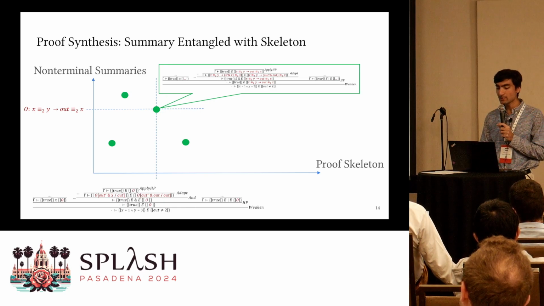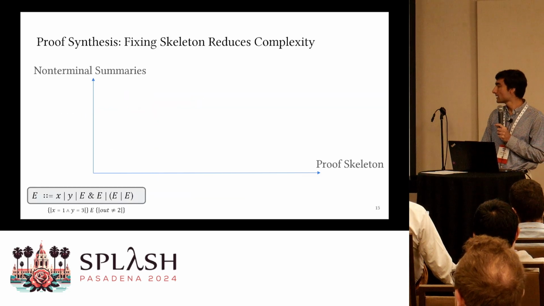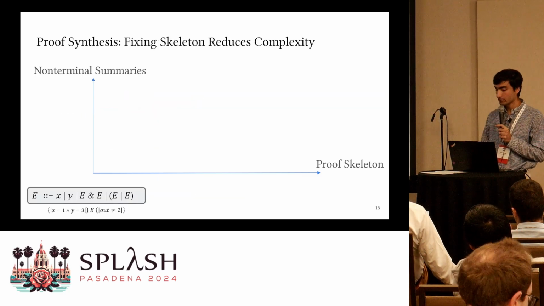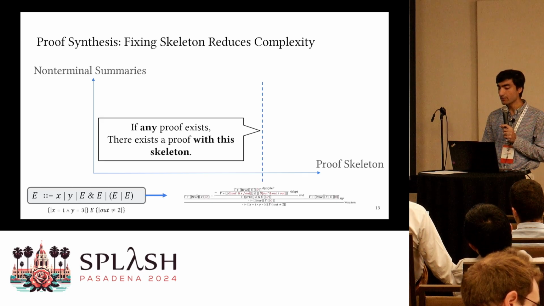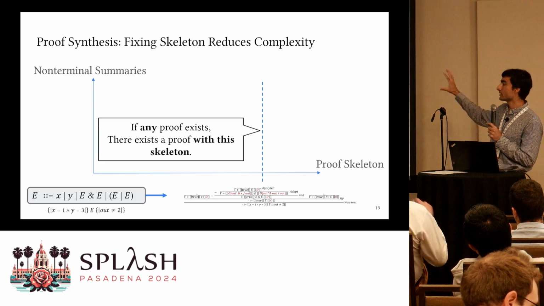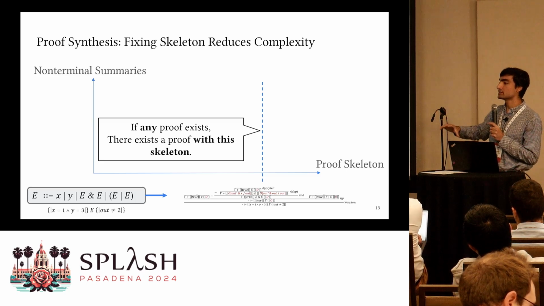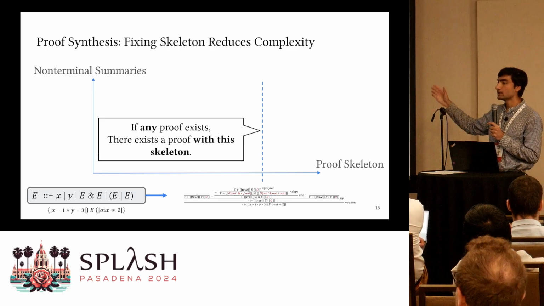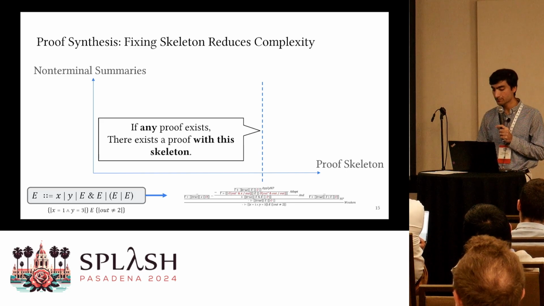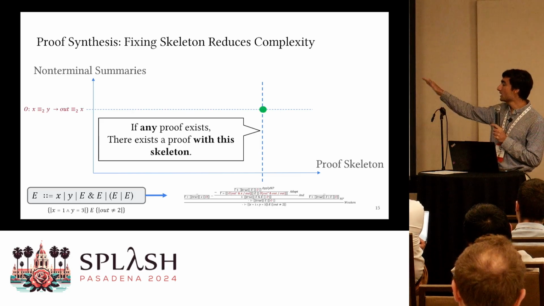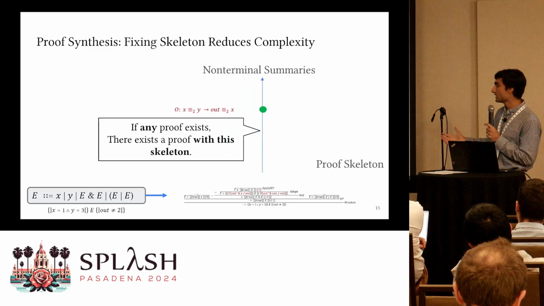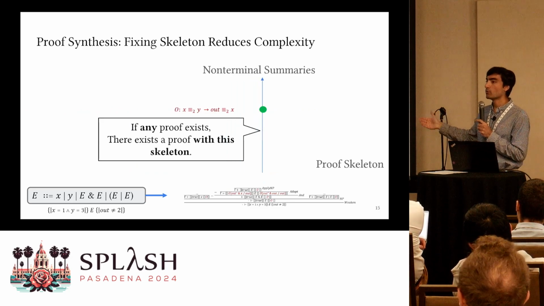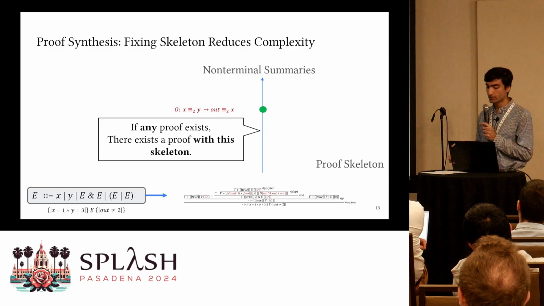But the insight that we had is that we can simplify this problem by taking our grammar, deriving a single proof skeleton with the following sort of magical property: if a proof exists anywhere in our search space, then a proof exists that adheres to this skeleton. So by choosing a single proof strategy, we can simplify what was a two-dimensional problem down to a one-dimensional problem. And then all that remains is to figure out what kinds of summaries are compatible with our proof skeleton.